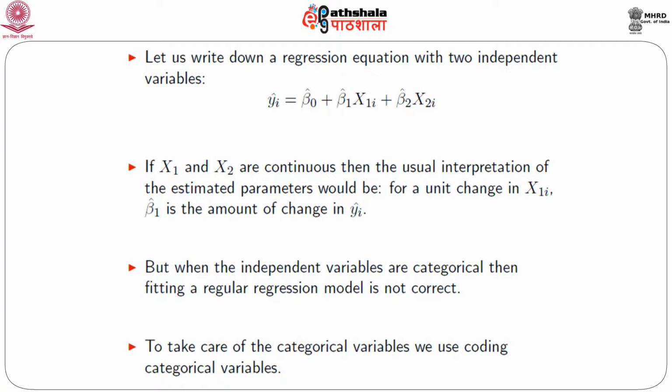So, to take care of the situation where categorical variables act as predictors, we code the categorical variables so that these coded variables can be used as predictors in the regression model. Let me introduce you to a dummy variable regression model. Let us suppose that the following is a regression model with the independent variable being a dichotomous variable. By dichotomous variable, we mean a variable which takes two possible values.